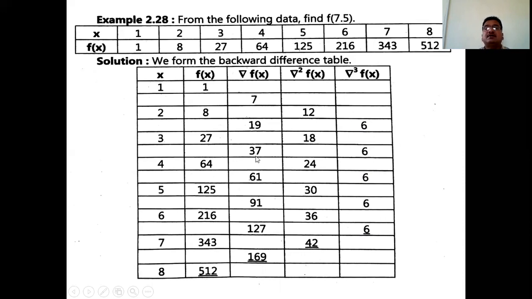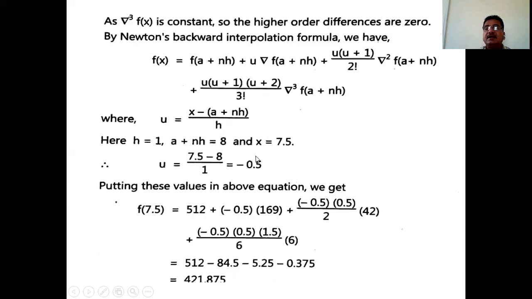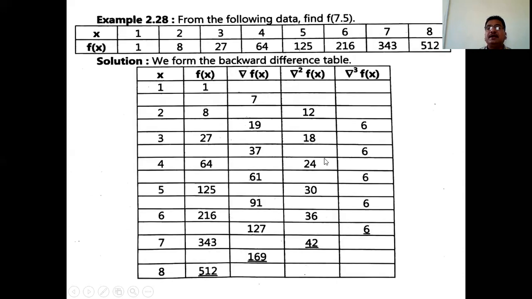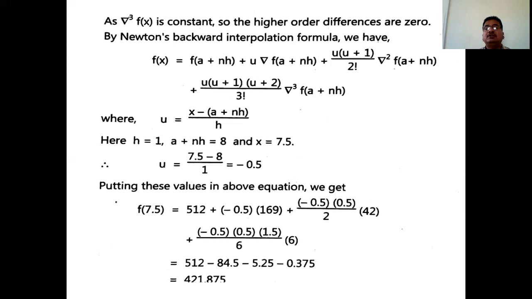So this is the backward difference table, and then write the formula. Only write the terms up to del cube, because after del cube there is no term, no column. So all the remaining further differences, that is del raised to 4, del raised to 5, are all 0. And then write the general formula, Newton's backward interpolation formula, and substitute the value of u.